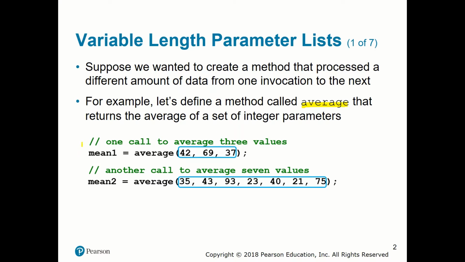So look at these two examples of method call. One call to average 3 values. So this average method is called with 3 integer parameters. And this time average is called with 7 integer parameters. Okay, how can you do this?